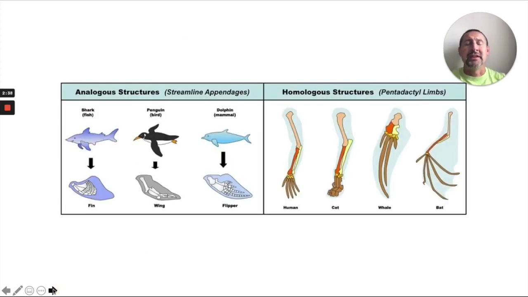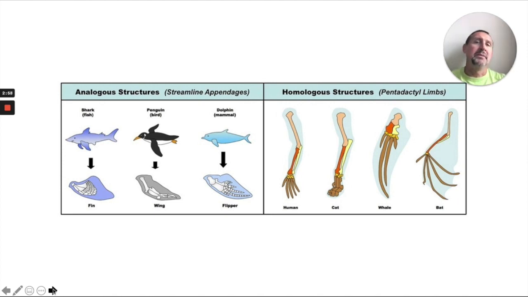Anatomy refers to anatomical structures, like analogous structures or homologous structures. Analogous structures are structures that have the same basic function. For example, fins and wings in those three animals serve the same basic function.